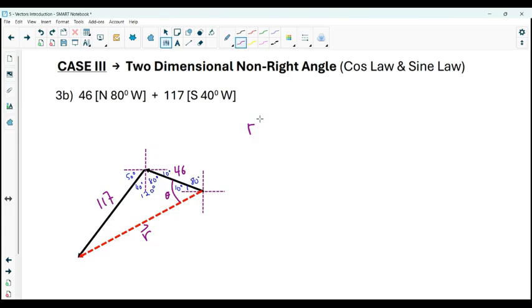First, let's do our resultant. We're going to use the cosine law. So my resultant squared is going to be the two other sides: 117 squared plus 46 squared minus, let me rewrite that, minus 2 times 117 times 46 times the cosine of the angle, which we know is 120 degrees.